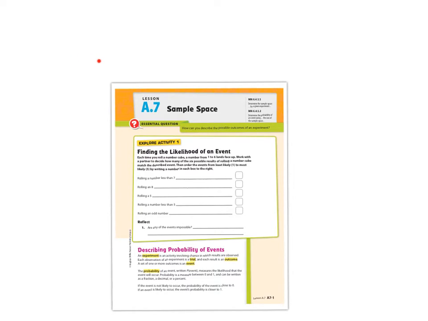Lesson 8.7, Sample Space. The essential question: how can you describe the possible outcomes of an event? Explore Activity 1, Finding the likelihood of an event.